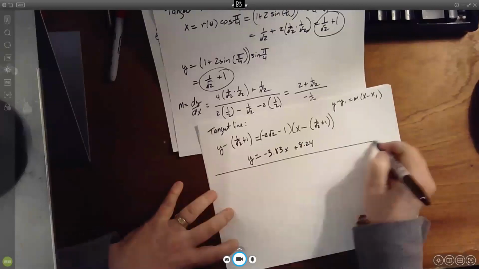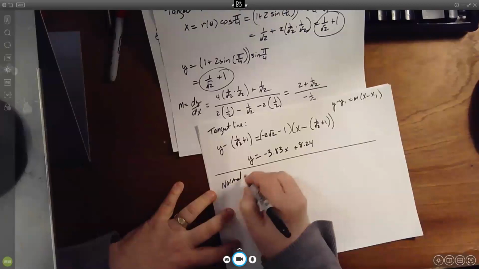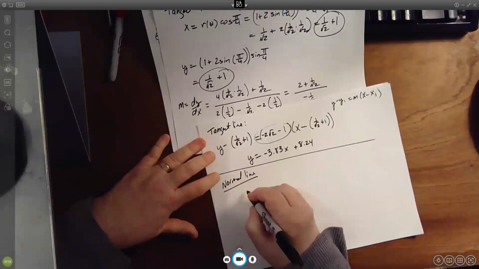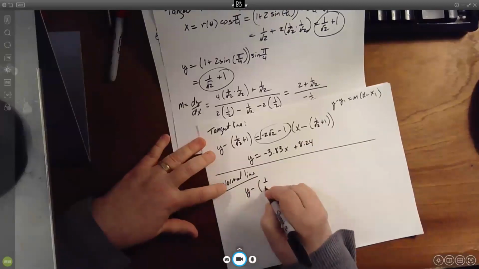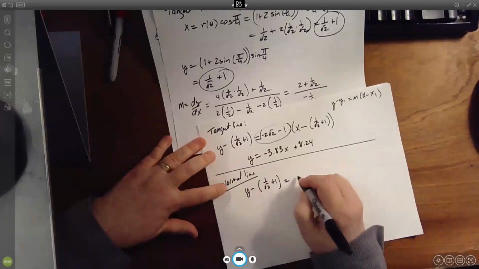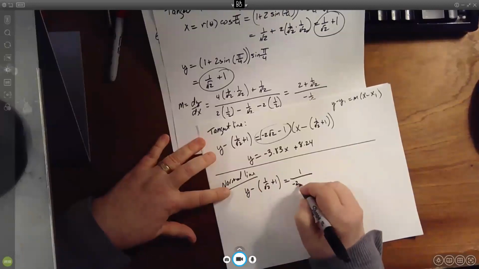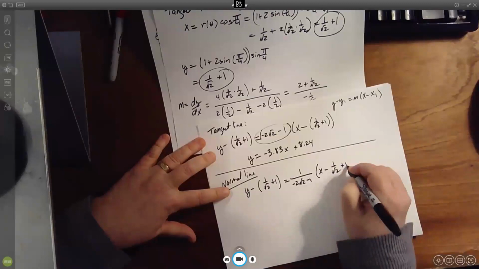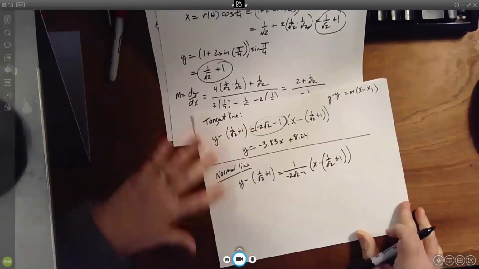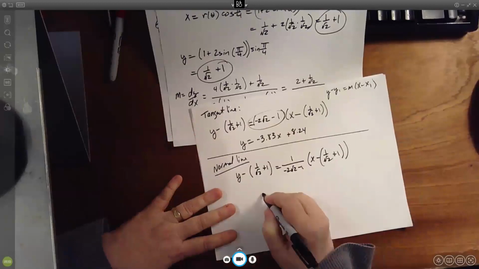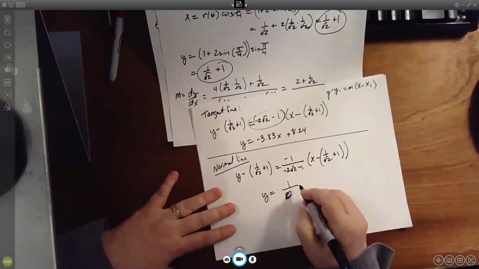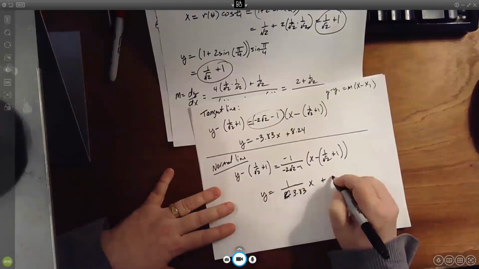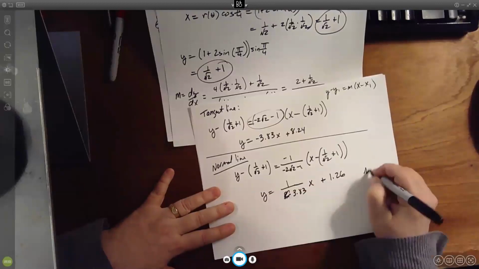Now, to find the normal line, the only difference is your slope. The slope is the negative reciprocal. So I have y minus 1 over the square root of 2 plus 1 equals 1 over negative 2 square root of 2 minus 1 times x minus 1 over the square root of 2 plus 1. So this isn't hard, it's just you're going to get a writer's cramp. If I switch this into decimals, I will get y equals 1 over 3.83x plus 1.26. That's the normal line.